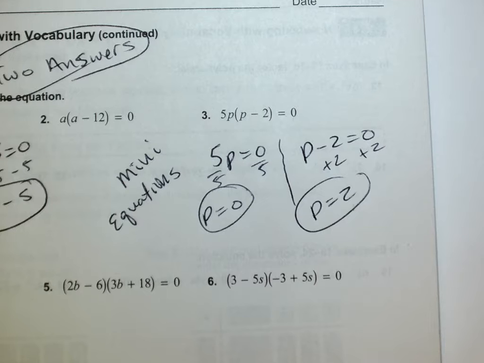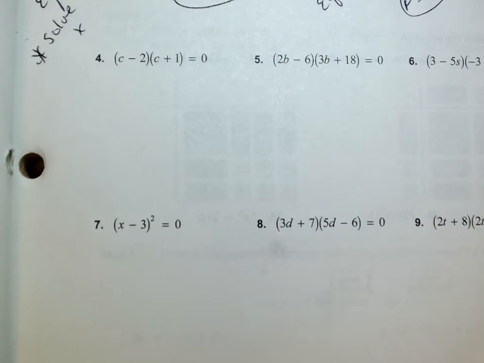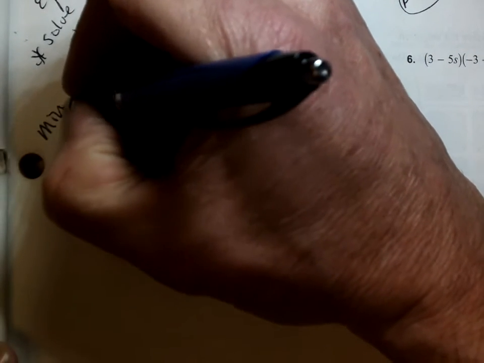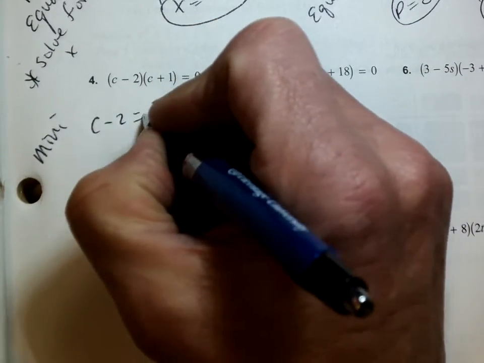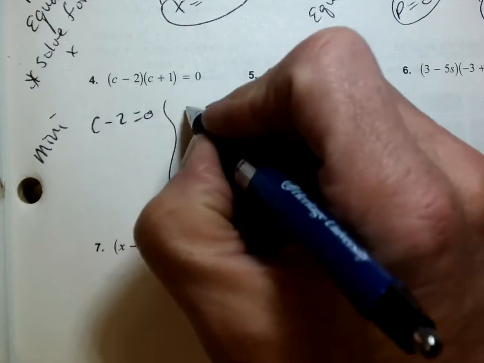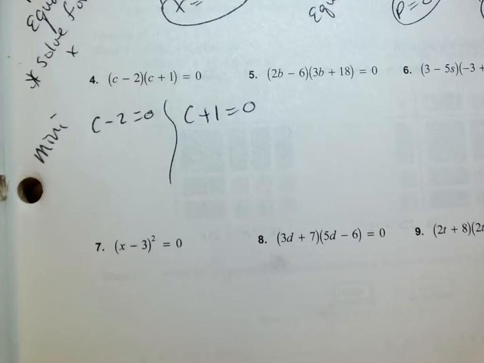Thumbs up so far? Does this seem pretty easy? I'm hoping this is one of the easiest days you've had, right? Okay, how about example 4? 2 answers, right? There's 2 C's, so there's 2 answers. So let's make our mini equations. We're going to go C minus 2 equals 0, and let's go C plus 1 equals 0. And we'll just solve, right?